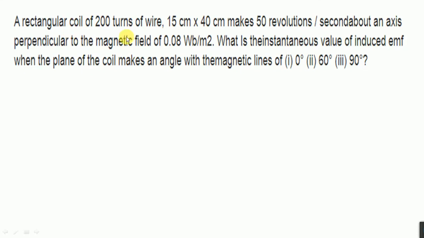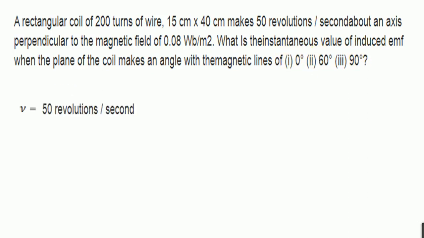This is also a similar question, but out here the coil is a rectangular coil. It has 200 turns and the length and breadth are 15 centimeter and 40 centimeter, and out here frequency is given, omega is not given, and magnetic field is also given, that is 0.08 Weber per meter square. So you have to find the instantaneous voltage when the angle between magnetic field and area vector is 0 degree, 60 degree and 90 degree.